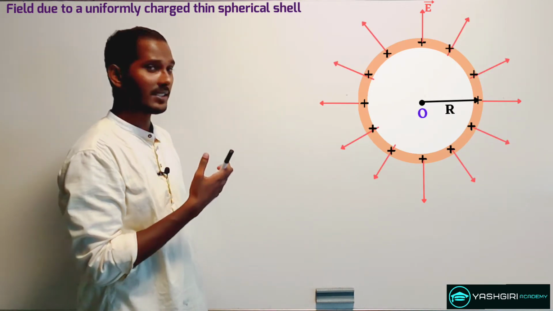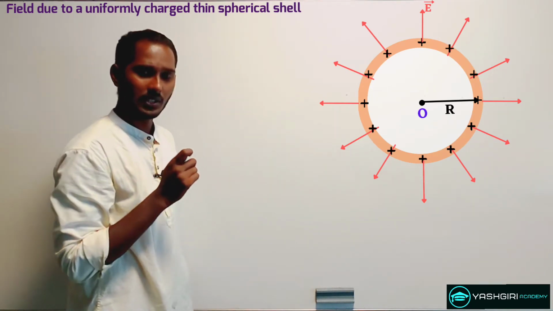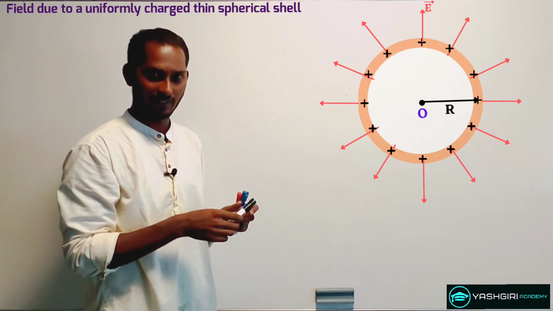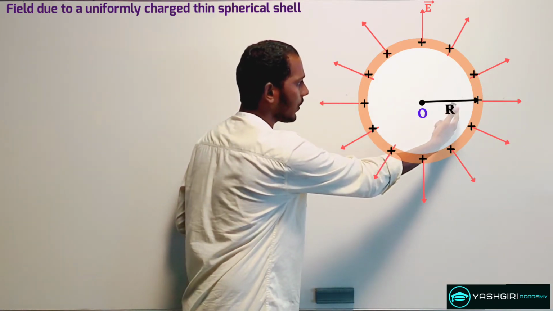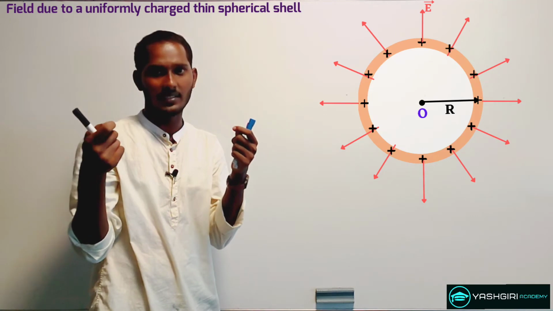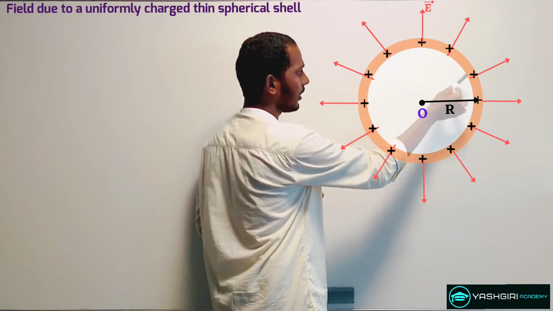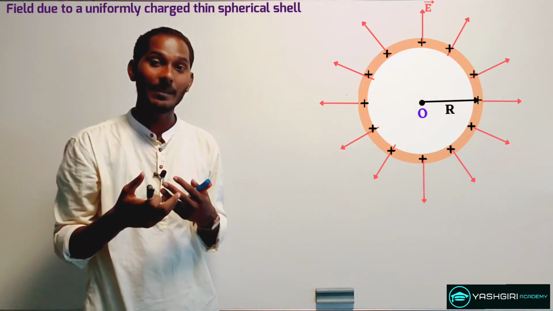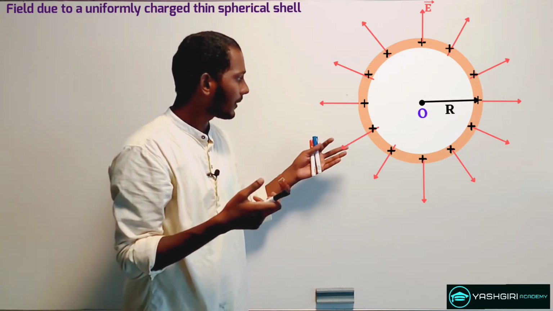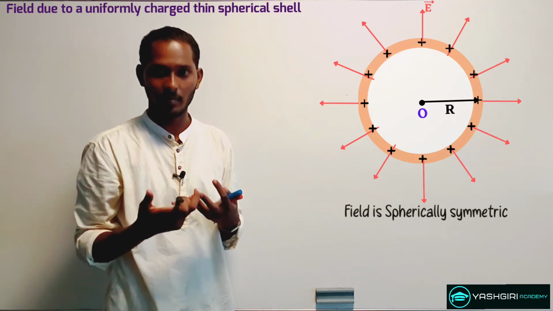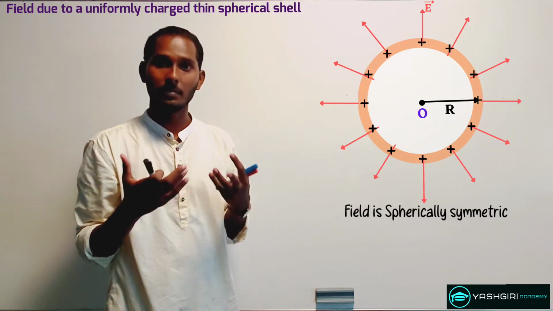Now, here the field lines are radial, right? And if you try to measure the magnitude of the electric field at some equidistance from the point O, at some fixed distance, in all possible directions around this spherical shell, you will get the same magnitude of the electric field, which means that this particular case is showing a spherical symmetry. Yes, so the field lines over here are radial and show a spherical symmetry.